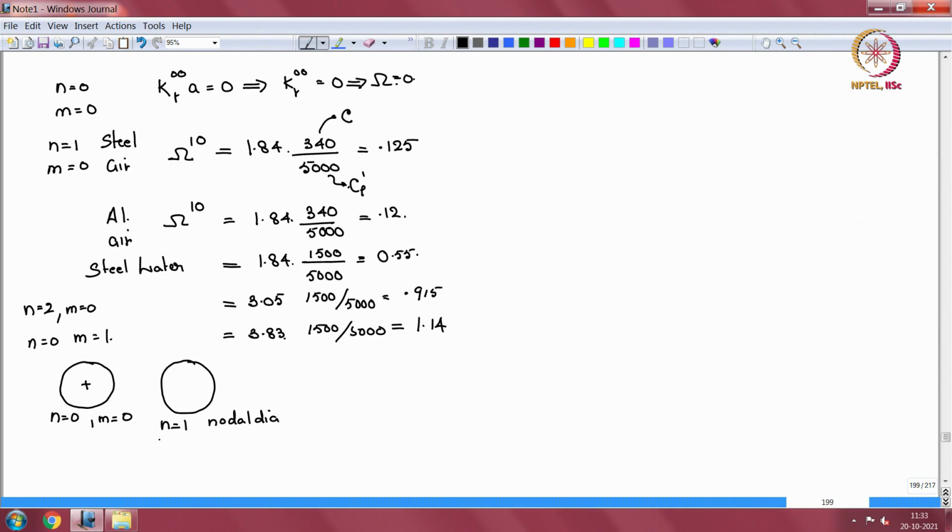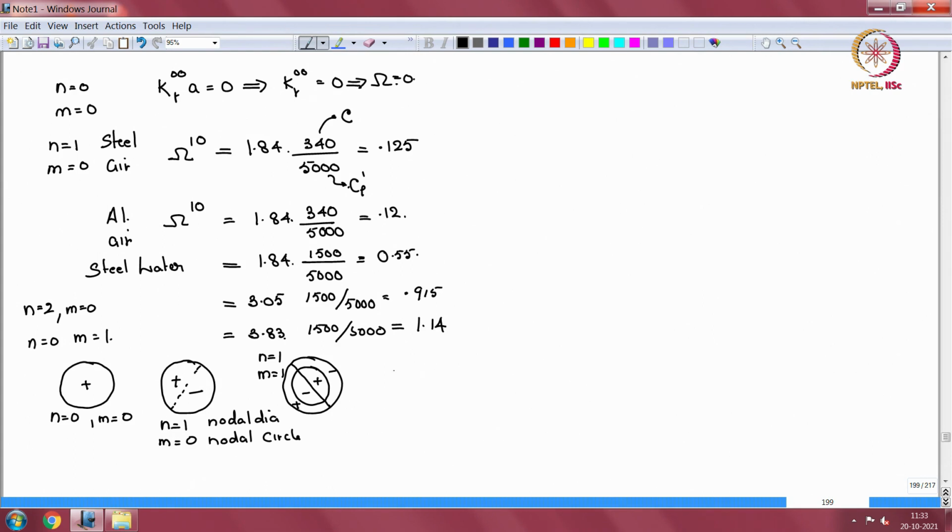Okay. Then m equal to 0 is a nodal circle. So no nodal circles. So we have one nodal diameter, so plus and minus. How do n1 and m1 look? So we have one diameter, one circle. Okay. So we'll have plus minus plus minus.